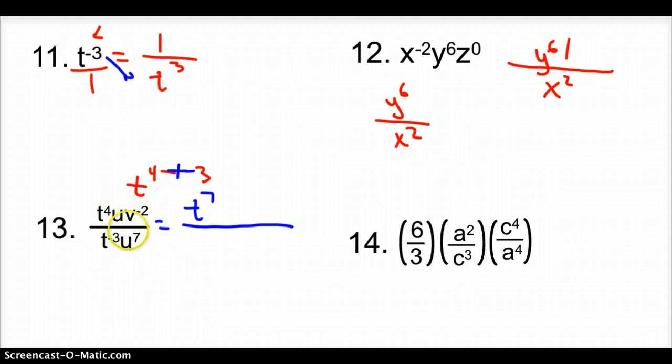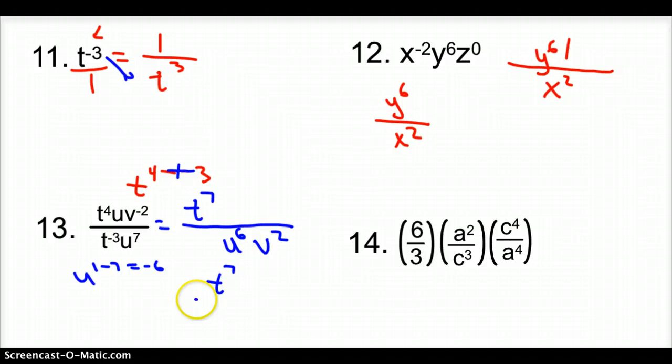Now again, I subtract those two u's. So I have u to the 1st minus 7. So that's a negative 6, right? Negative 6. So where's the negative go? It goes to the bottom. So it's u to the 6th. And now I have v to the negative 2nd. And so the v now goes where? To the bottom. So I rewrite it again just to make it look all nice and pretty. T to the 7th, u to the 6th, v squared.